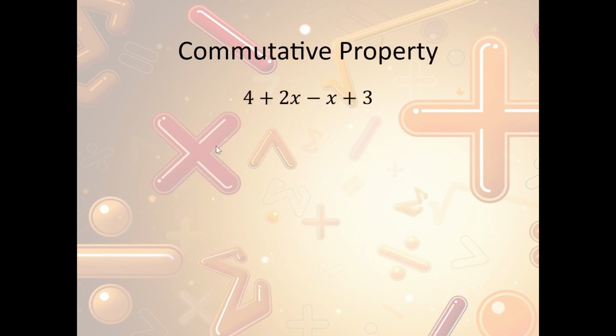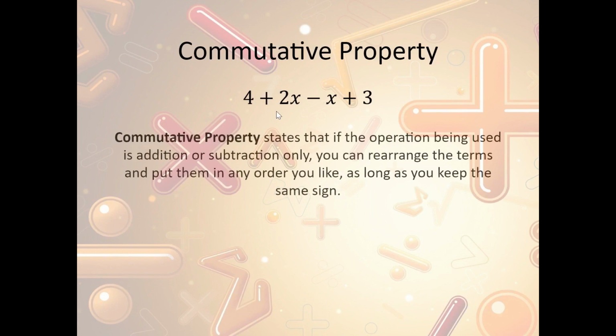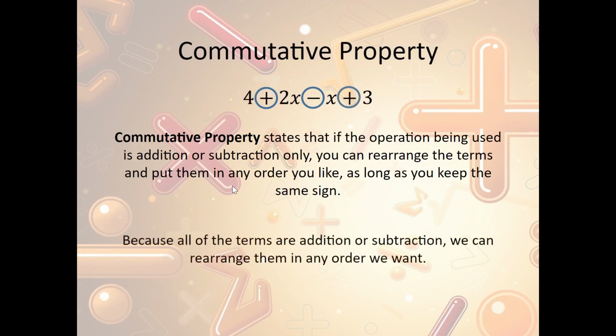Commutative property. The commutative property says if everything listed there is addition or subtraction, we can rearrange it. So for instance, we have 4 plus 2x minus x plus 3. The commutative property says that we can move things around as long as the operations are all addition or subtraction. So we should notice that all the signs here are either addition or subtraction, so we can rearrange them in any order we want.